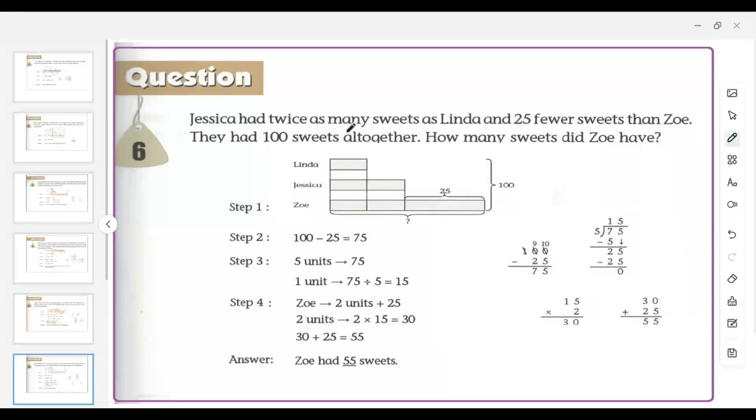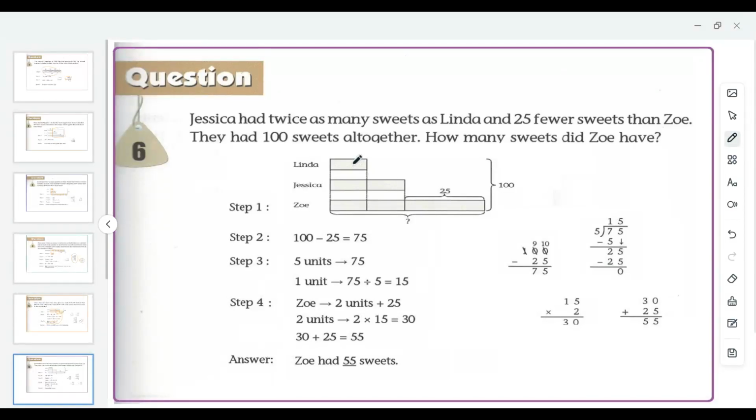Okay. Number 6. Jessica had twice as many sweets as Linda and 25 fewer sweets than Zoe. They had 100 sweets altogether. How many sweets did Zoe have? We just draw a diagram, always helpful. Okay, first step. Linda had that much, 1 unit. Jessica had twice, so 2 units. And Zoe had 2 units plus 25.